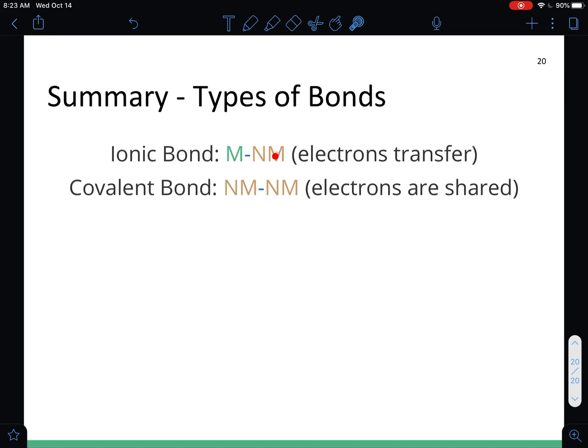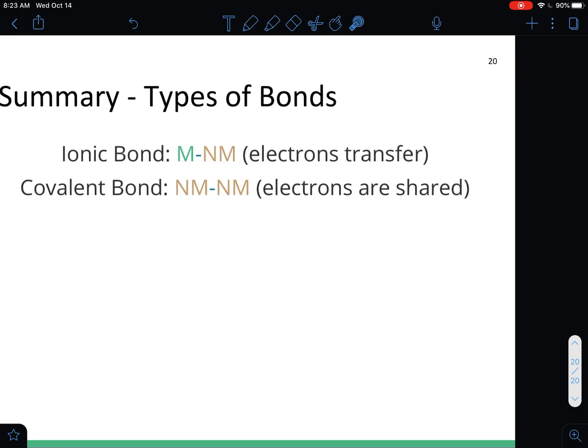Lastly, ionic bonds are formed between metals and nonmetals, and electrons are transferred. And covalent bonds are formed between nonmetals, and electrons are shared.